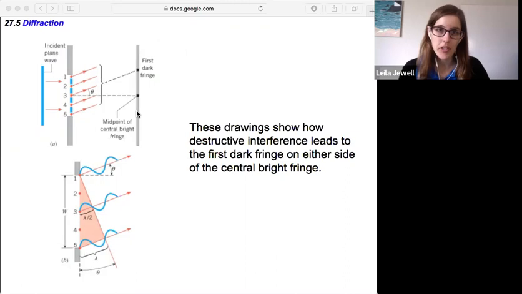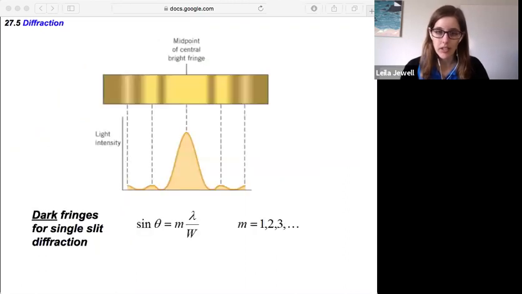This is a little bit different than our double slit experiment with interference. As a result, our pattern looks something like this, where there's a very bright central fringe that has some midpoint, and then there are these dark fringes. The dark fringes are actually more distinctive and easier to measure than the bright fringes, which get smeared out after that first one.